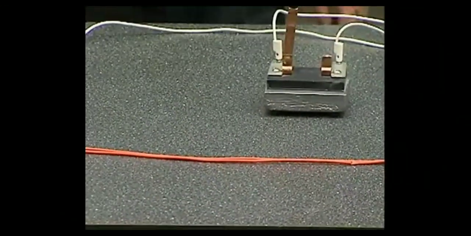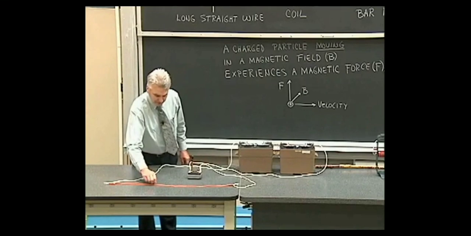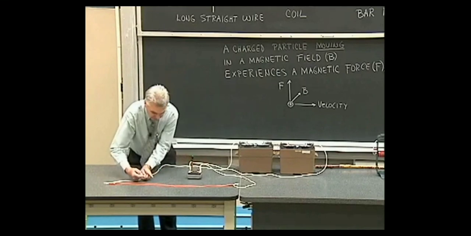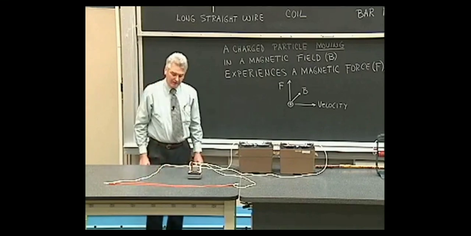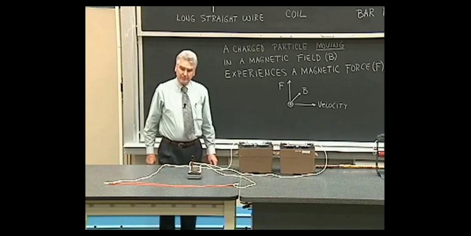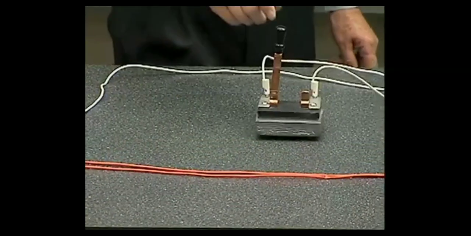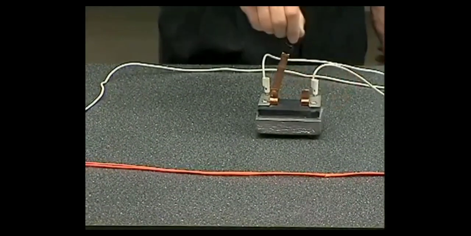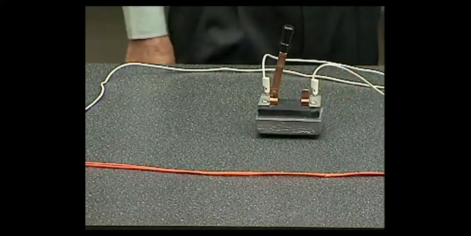The wires get pulled together, and that happens when we have parallel wires with currents each in the same direction, or that is, current in each wire in the same direction. Try that one more time. The two wires come together.